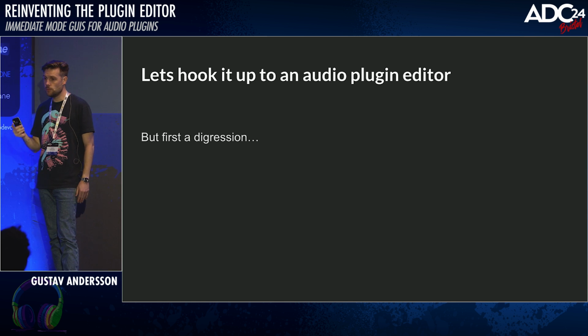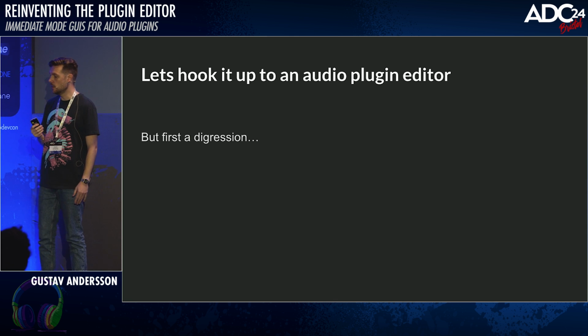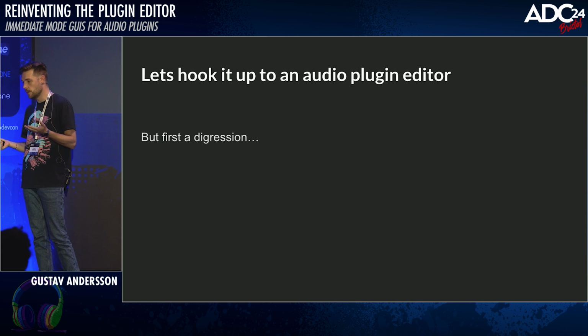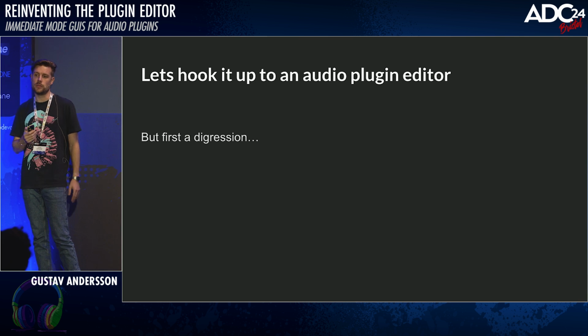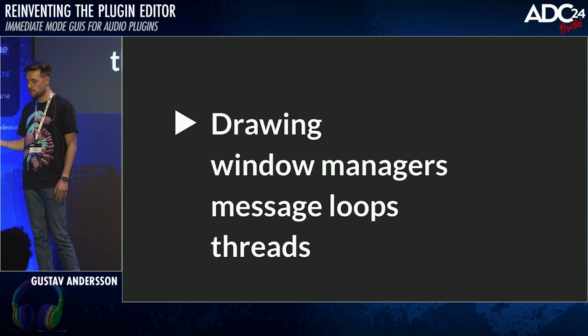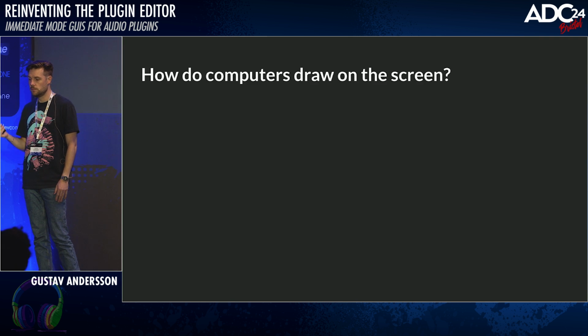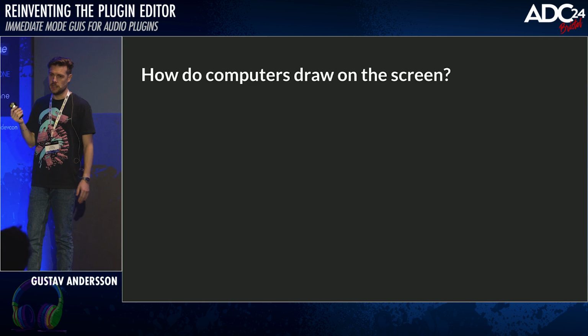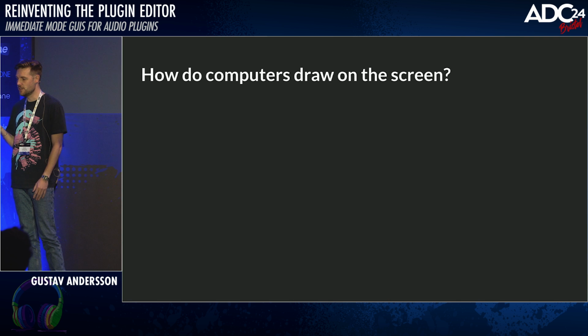So, we've talked a little bit about what an immediate mode GUI is and how it works. I think before we get into the technical bits of integrating it, we need to take a quick step back and look at how computers actually draw on the screen, what a message loop is, and things like that. So this is easy, right? You just put some bits on the screen. How hard can it be?